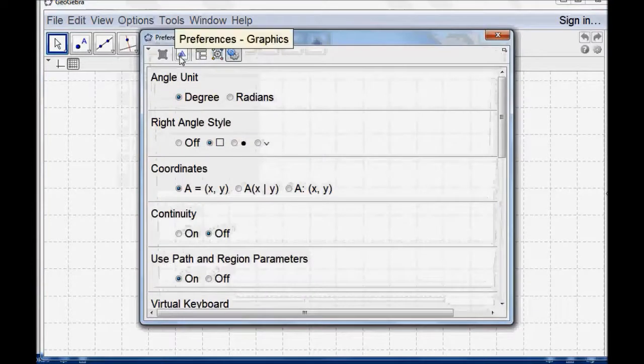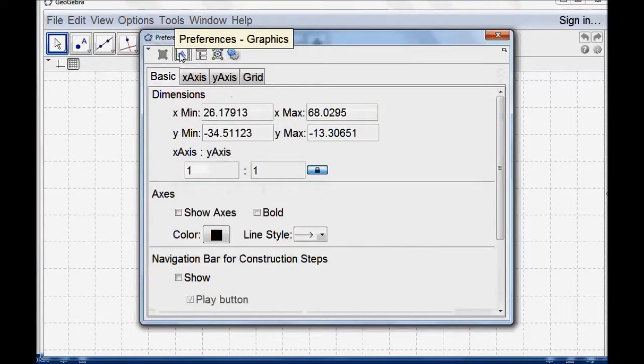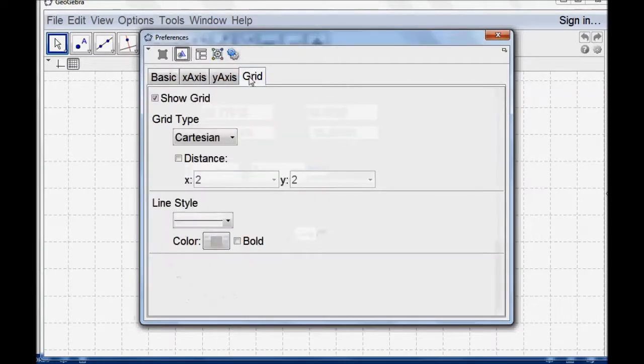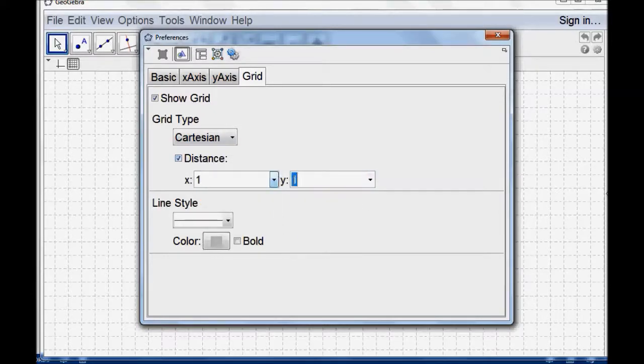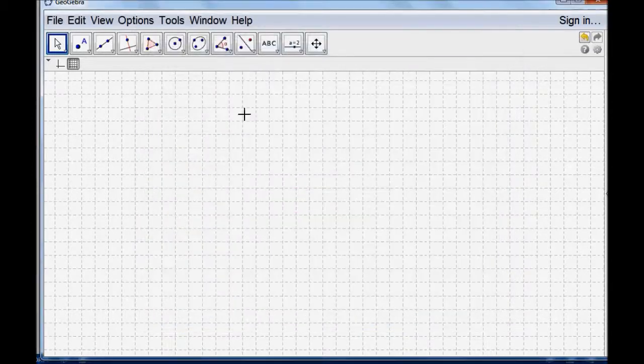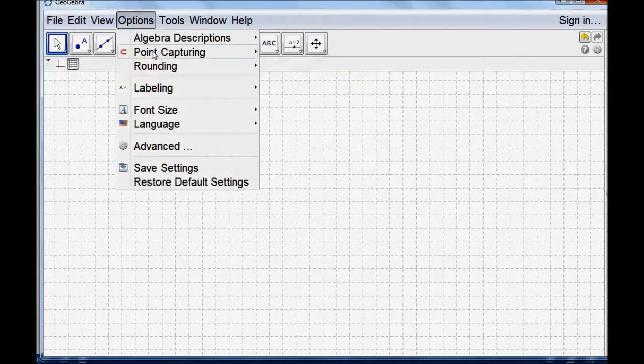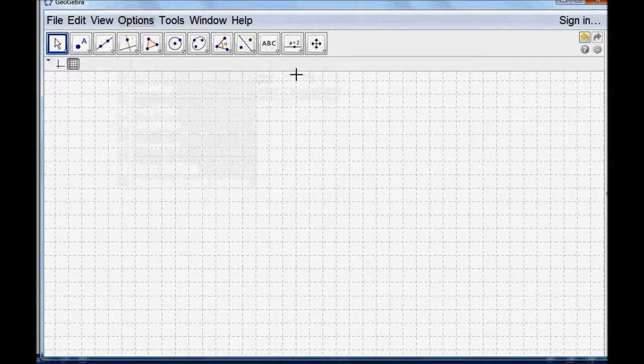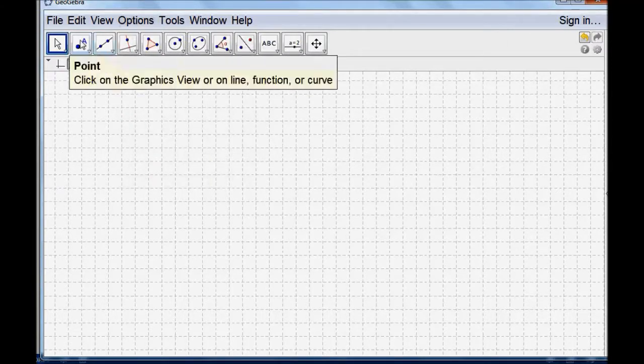and then you will select the Graphics Preferences, which is this first icon on the left, and then grid, check the distance box and enter 1 into both values for x and y, and that will lock this in to a 1 by 1 grid. We also want to go to options, point capturing, and then fixed to grid, and this is going to prevent us from plotting points that are not actually on the grid.